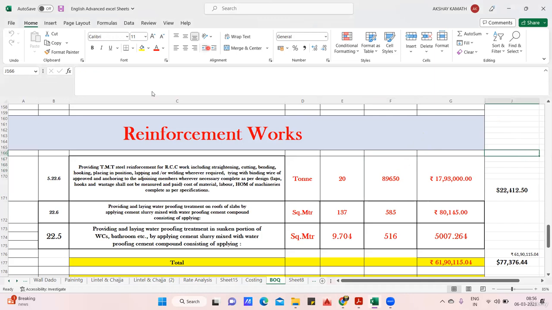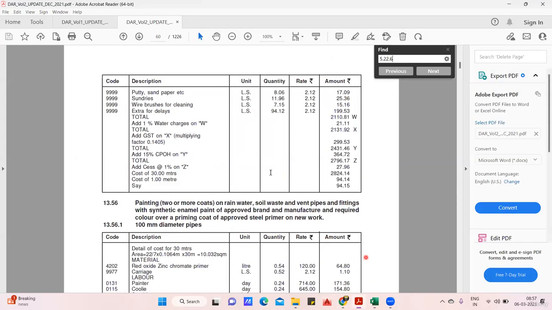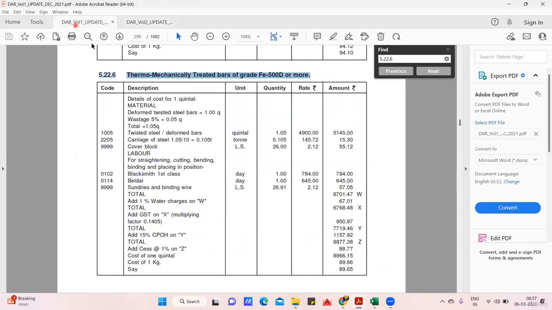So up to here I've finished everything, reinforcement work, everything I've explained to you. So this ends all my rate analysis part. In future, if I feel there are any other parts which I need to add, I'll be adding them after this lecture. But still, what I would advise is to go through the DSR which is given to you.